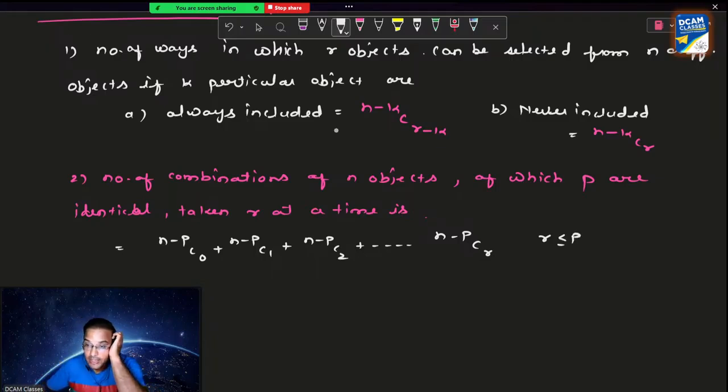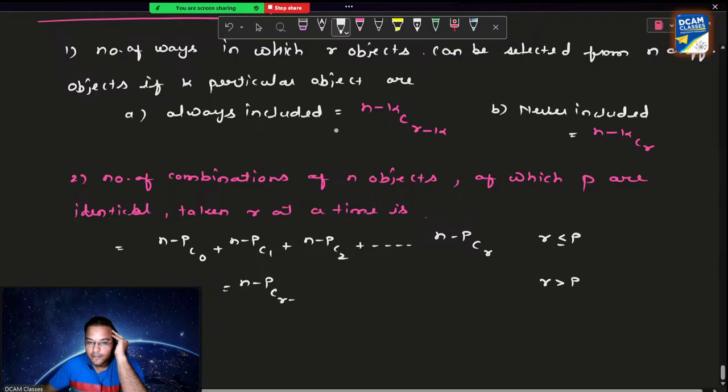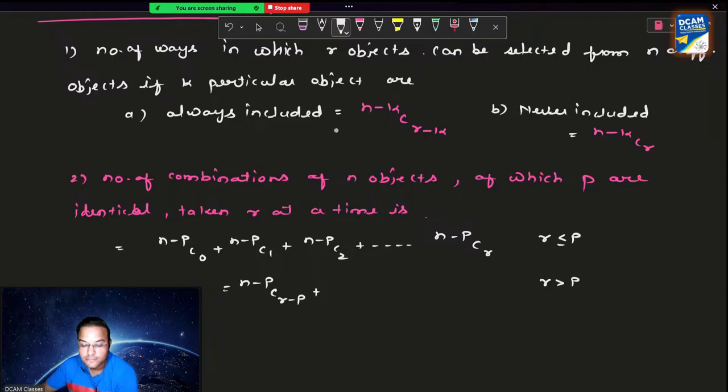Now when r is greater than p, the formula will be n minus p C, starting from r minus p and moving up to r. It will start from n minus p C r minus p, and then will move up to n minus p C r.